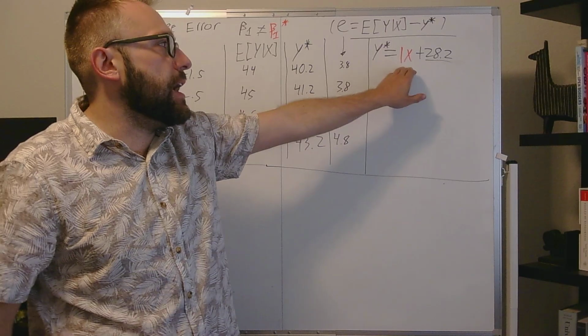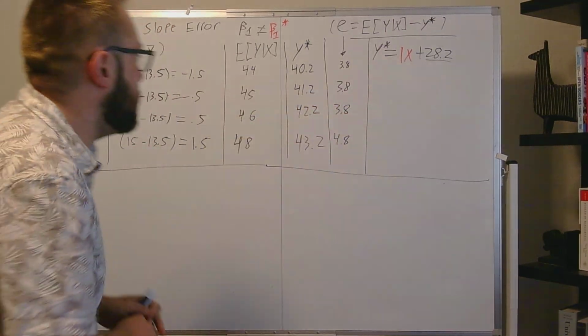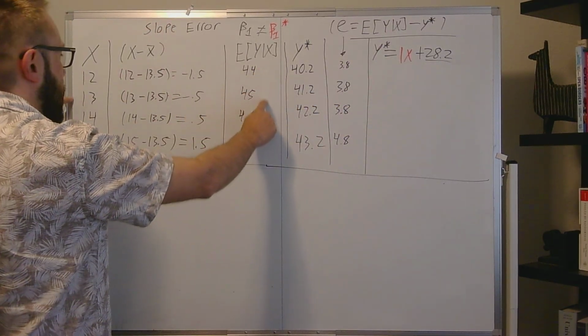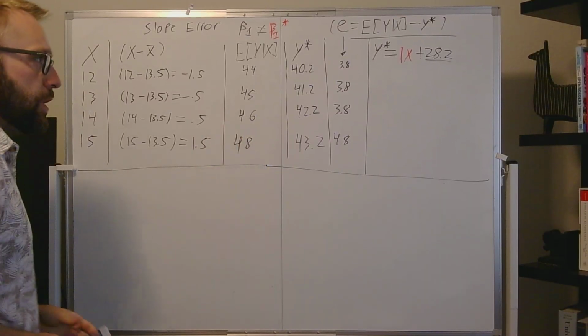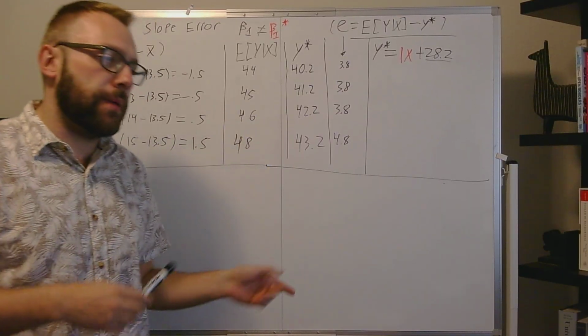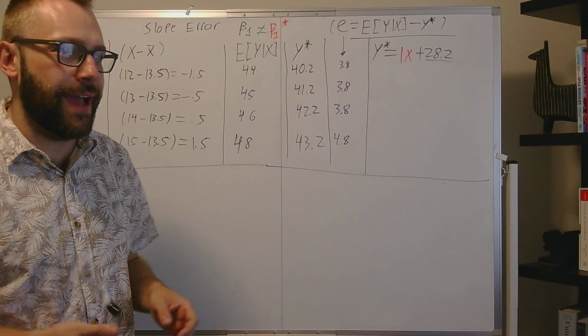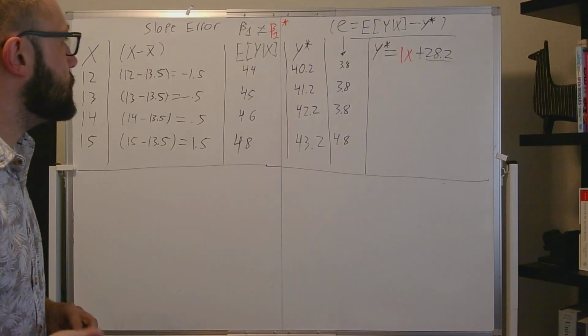So in this case I have 1x, which is a wrong slope because we are using the same data that we have been using before, which we know from previous videos. If you go back, it should be 1.3x. So that should be our actual slope.